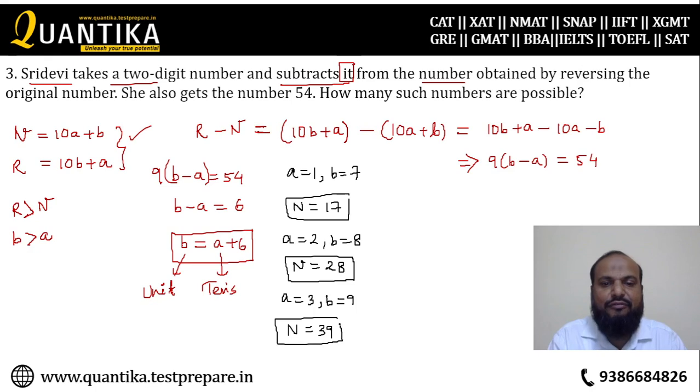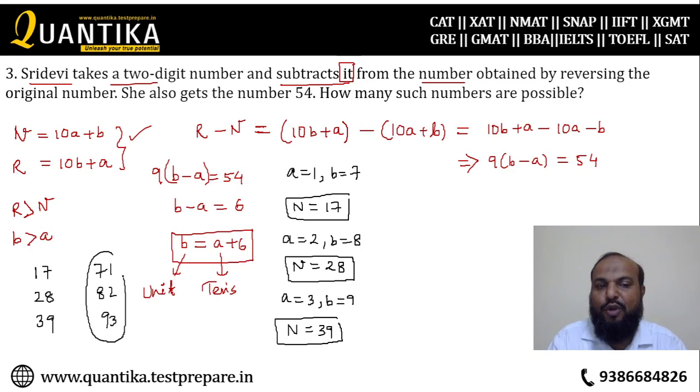This time we could not take 06 as the number, and in the previous question this is what we were trying to make you understand. Okay, now the possible answers are 17, 28, 39. When reversed it becomes 71, 82, 93, but these are not part of your answer. Okay, these are just part of the verification. These three numbers are your answer.